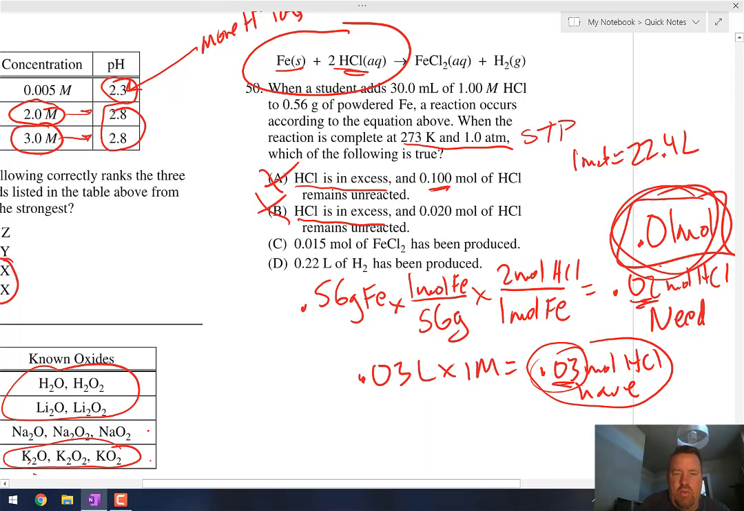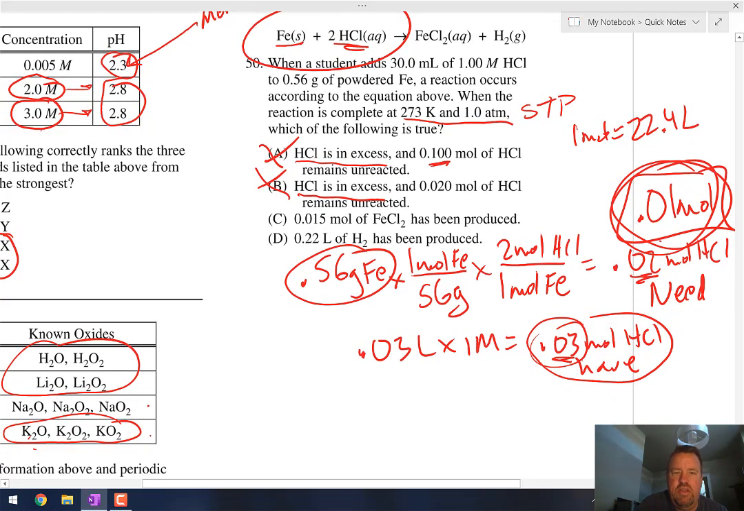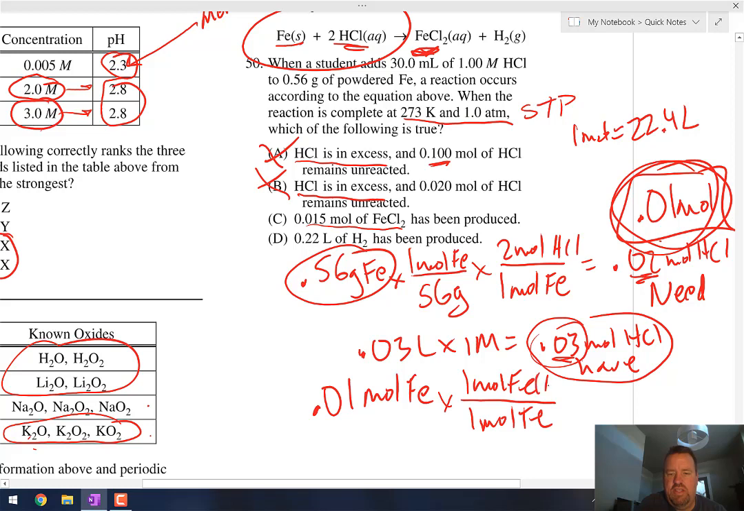Okay, so now let's look at how much product will be produced. So we know that the iron is the limiting reactant. So if we take again our 0.56 divided by 56, we already said is 0.01 moles. So we know we have 0.01 moles of Fe. And now we can look at C and D. So they're saying that 0.015 moles of FeCl2 is produced. So let's go to our balanced equation here. 1 mole of Fe is going to make 1 mole of FeCl2.